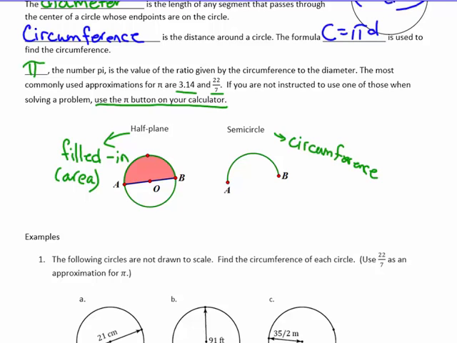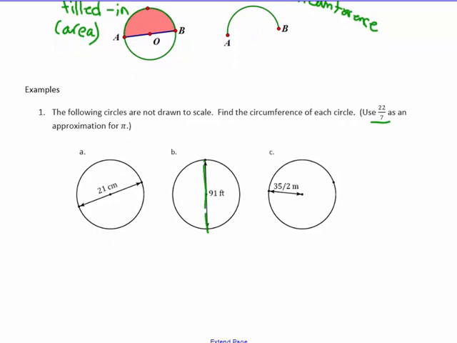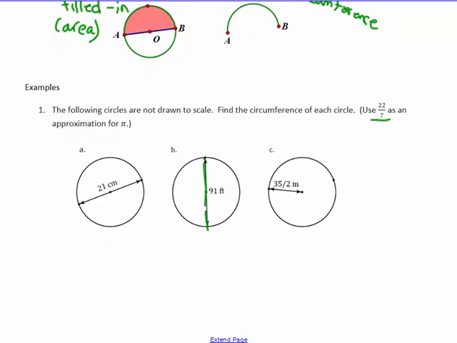Okay, the following circles are not drawn to scale, meaning that if I were to measure this, this certainly is not 91 feet. But we're going to find the circumference of each circle, and we're going to use 22/7 as an approximation for pi. When we're using formulas, we're always going to do four things: show the formula, substitute in the numbers, and give the answer with the correct label.